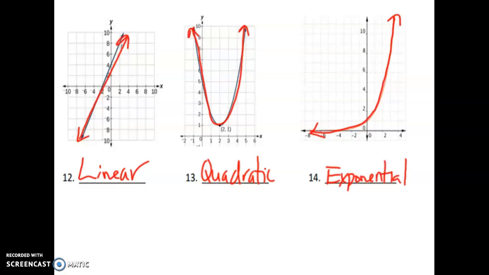Okay, just want to do a quick recap of the 3 types of functions you'll be seeing the most this year. And let me know if you have any questions.